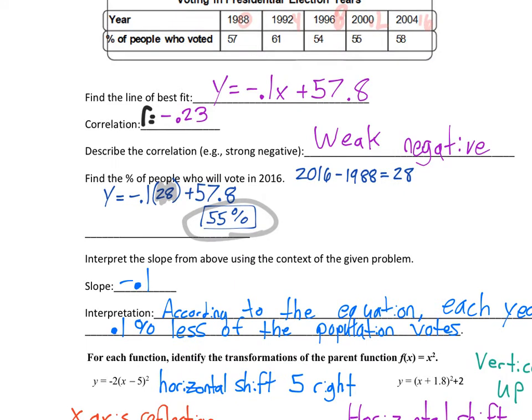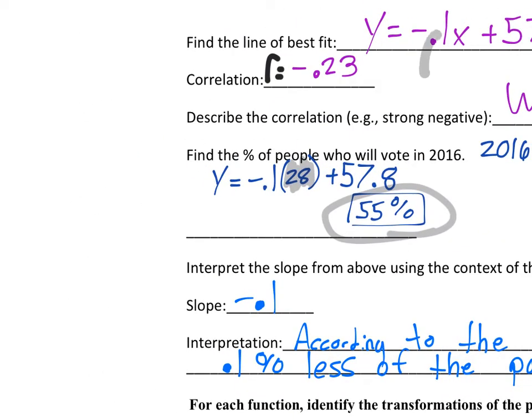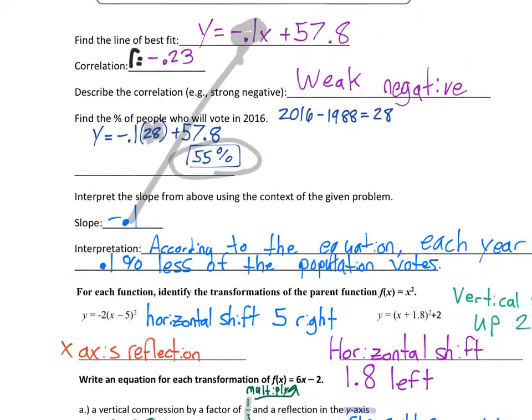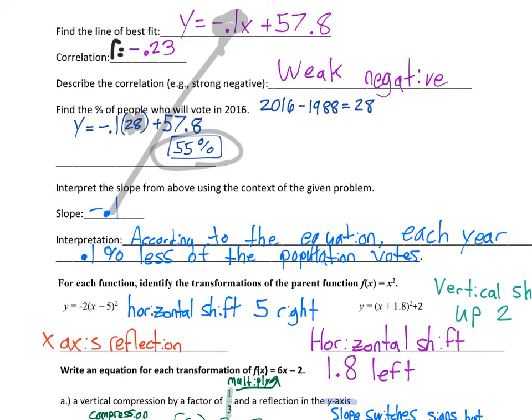All right, so it says interpret the slope from above using the context of the given problem. Our slope was this component of our line right there, the part with x. We have to talk about the context of the problem, though. Yes, it's going down. So according to the equation, each year 0.1% less of the population votes. Notice how we tied it back into the original equation.